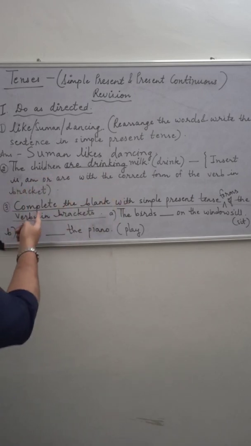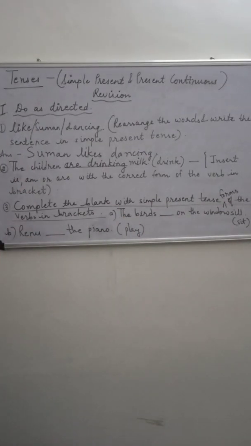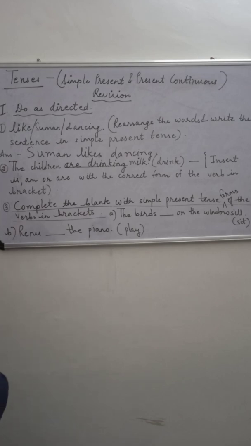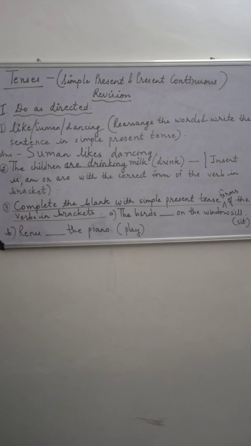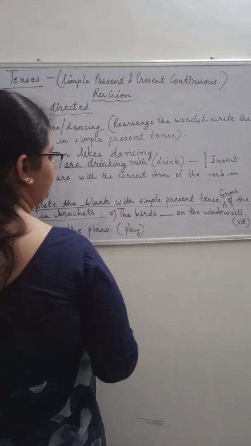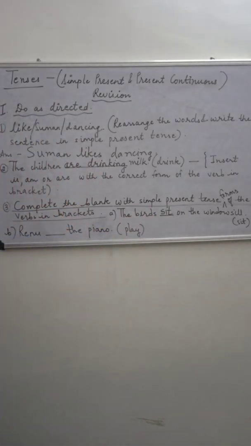Third one, complete the blank with simple present tense forms of the verbs in the bracket. Now verbs are given in the bracket and we have to write the simple present tense form. So A1, the birds dash on the windowsill. I told you with plural nouns we use the base form of the verb. We do not add an S in the simple present tense forms. So here it is a plural noun, so we will simply write sit. We will not write sits, we will only write sit. We will use the base form of the verb.